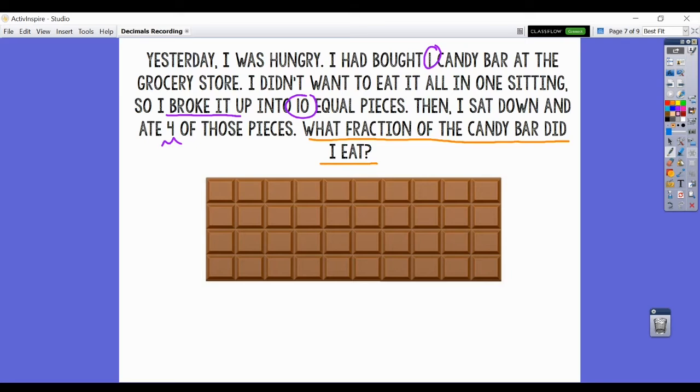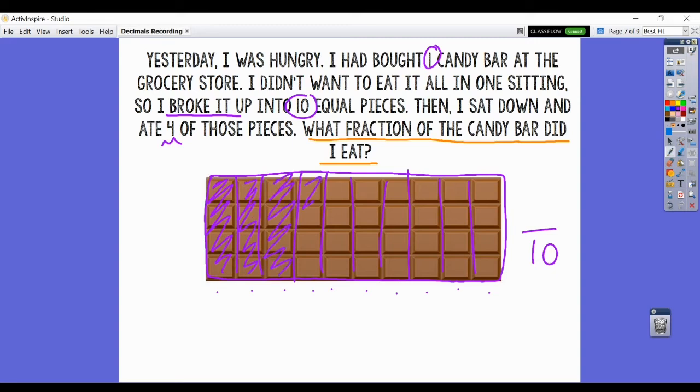So let's first start out by breaking up this chocolate bar into 10 equal pieces. The chocolate bar is whole, and what we know about fractions is that the denominator would be 10 if we're cutting it up into 10 equal pieces. And let's pretend that these are equal. We've got 1, 2, 3, 4, 5, 6, 7, 8, 9, 10. Perfect. Okay, so then I decided to sit down and eat 1, 2, 3, 4. So I've eaten 4/10 of this chocolate bar.